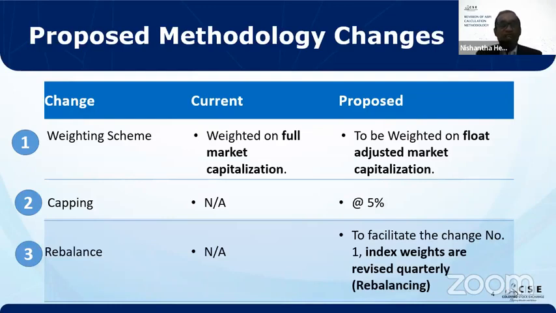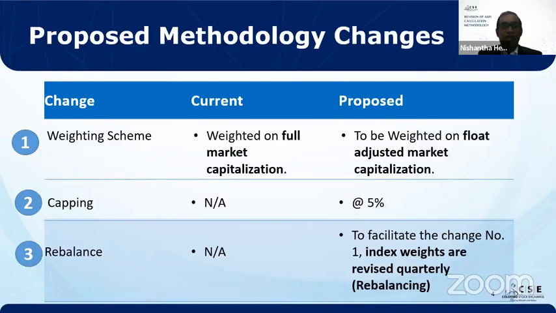Now, second one. Once we do this, we have the problem of overconcentration. Imagine a situation where a very large company has a very high public holding. The multiplication of those two would also be very high, and among float adjusted market capitalizations, that company would stand out. As a result, the new index would be dominated by this particular company. Therefore, we don't allow the overconcentration.